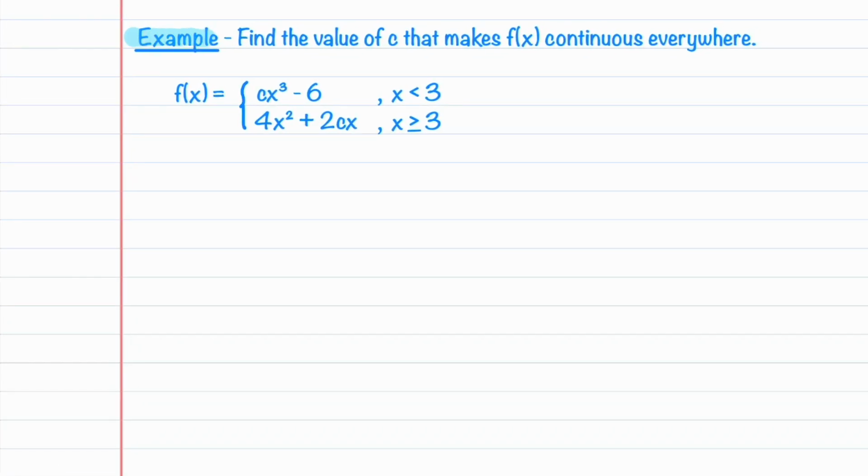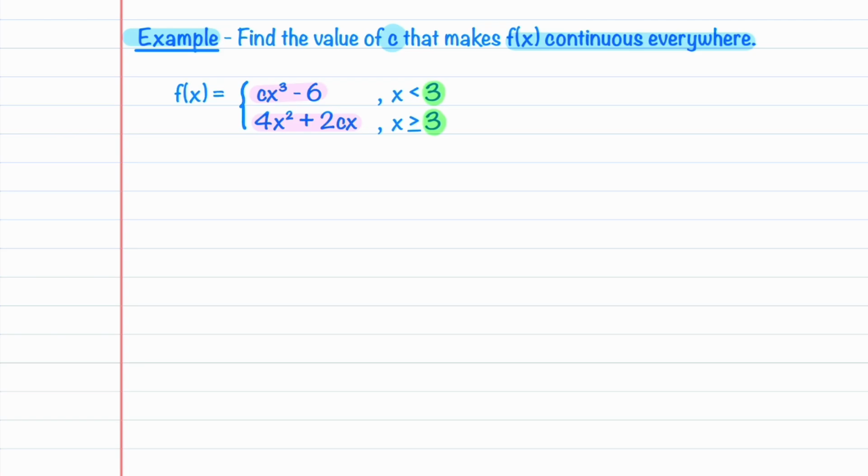We're going to now look at an example where we're asked to find the value of a constant c that makes f of x continuous everywhere. The first piece of our function and the second piece of our function are both polynomials, which means they are going to be continuous everywhere. If our function is going to be discontinuous, it is going to be discontinuous at x is equal to 3.